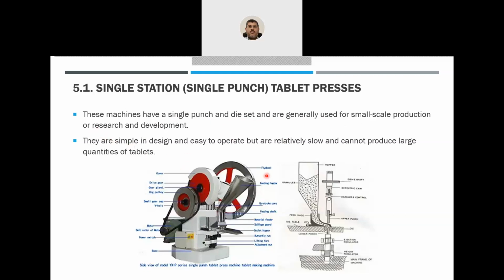Okay, they have a single punch and die set and are generally used for small scale production. Mostly it will be inside the labs. In the R&D lab, this is the kind of machine that mostly will be used, for research and development purposes in general. Okay, but you will not find it in the production line in the factory. The machine is simple in design, easy to operate, but the problem is it is slow and cannot produce large quantities. That's why it is not used in production lines.